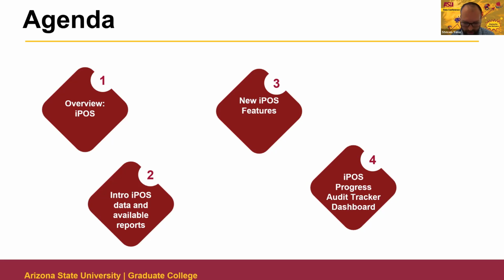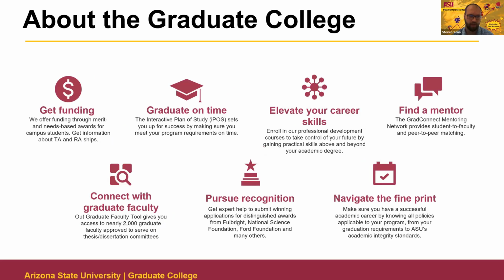So with that, just a quick overview of the Graduate College. We're an enterprise office within ASU made up of about 45 FTE. We have a variety of different offices ranging from graduate student support resources and curriculum and format to postdoctoral affairs and graduate initiatives. These are just some examples of the areas that Graduate College supports graduate students, whether it's through funding for merit and needs-based awards, whether it's teaching assistants, research assistants, helping students with professional development courses, mentoring, policy, things of that nature. So those are just some quick examples.